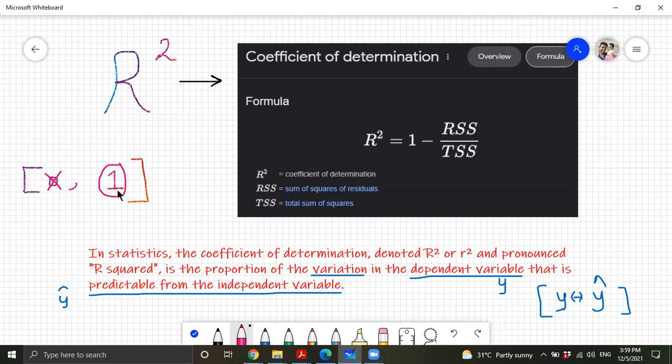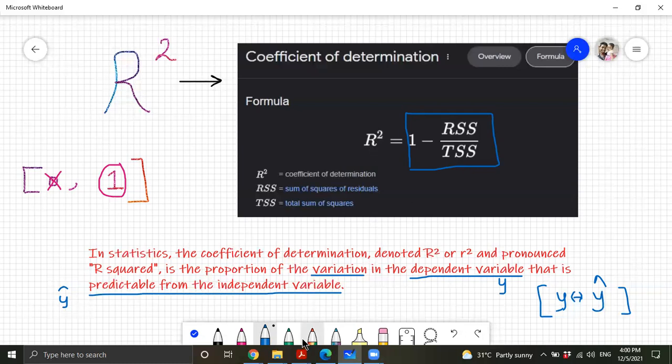The formula for this r squared is shown in this picture, right? You can see it on my screen. R squared, or the coefficient of determination, is equal to 1 minus RSS over TSS. I'm going to explain about this RSS and TSS, so don't worry about those terms. I'll come to that as soon as possible. Just know this formula: R squared is equal to 1 minus RSS over TSS, right?